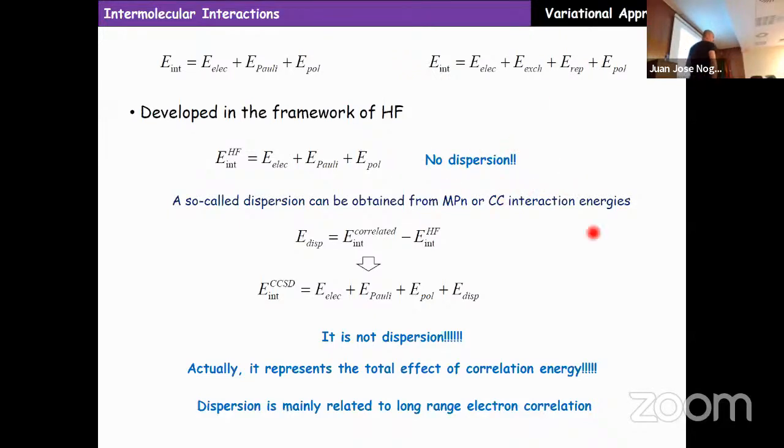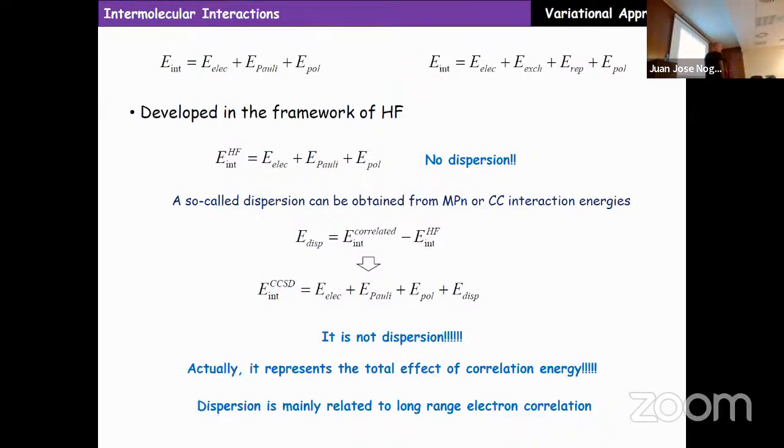Okay, so we don't have dispersion, because there is no correlation in Hartree-Fock. We don't have long-range electron correlation, no dispersion. Well, what we can do is to calculate also the interaction energy with the supermolecular approach at correlated level. For example, Moller-Plesset or coupled cluster, MP2, for example, or MP4 or CCSD, CCSD(T). Okay, interaction energy. So you can say that the difference between the interaction energy at correlated level and the interaction energy for Hartree-Fock is the missing term in Hartree-Fock, which is dispersion.